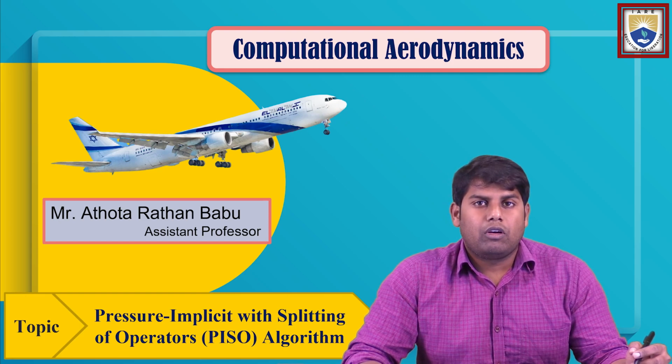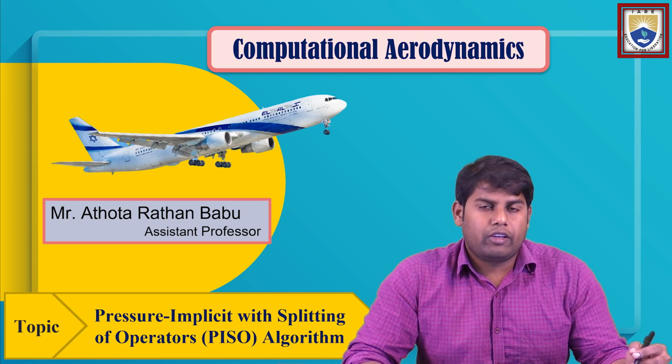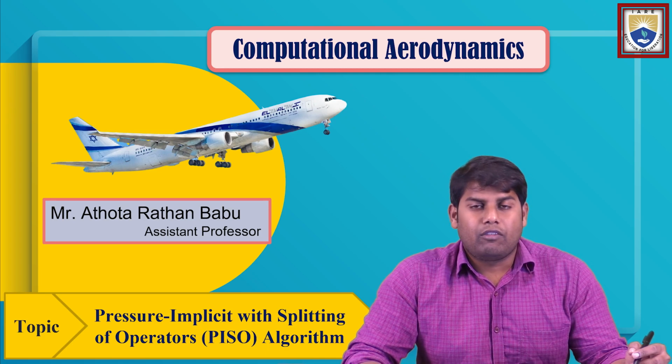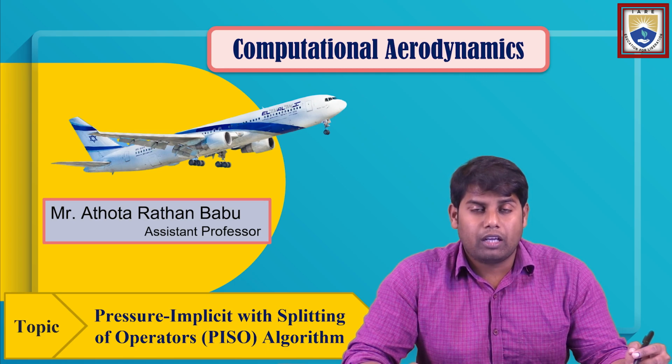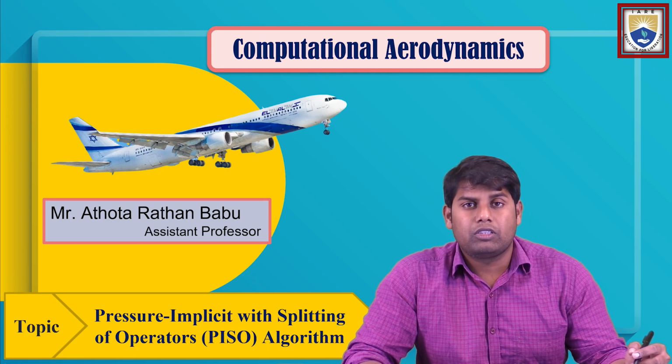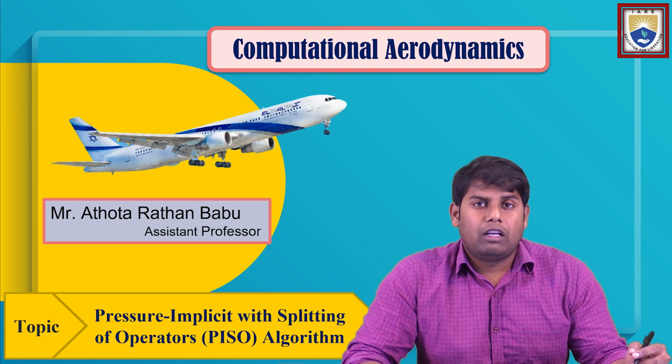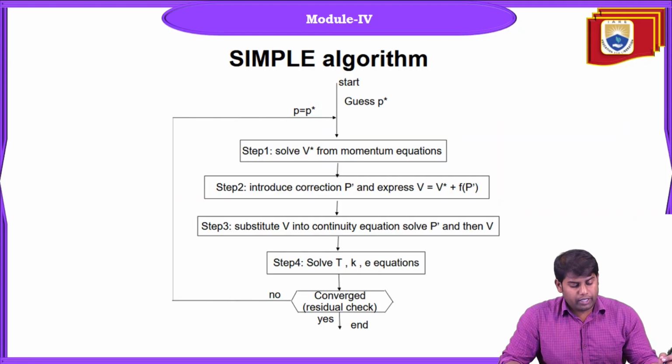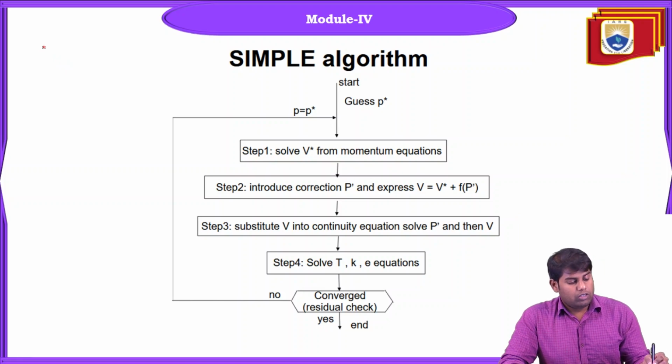Before that, let us recall what is steady state and what is transient simulation, and then we will revise what is the SIMPLE algorithm, and then we'll go to the PISO algorithm. So we'll just do a small recap. Before starting the SIMPLE algorithm, we have steady state and transient. So what is the meaning of steady state?